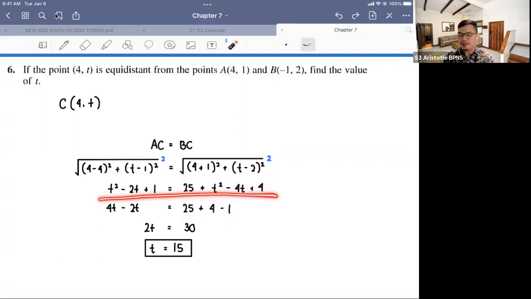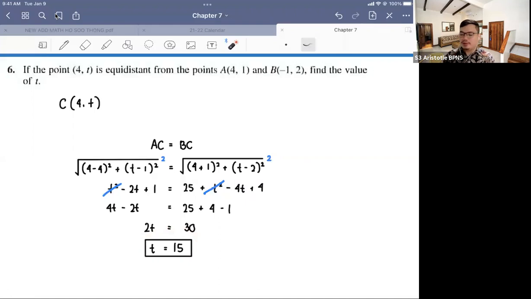From here, you basically need to simplify and solve for the value of t. Now, t squared is cancelled off because, again, it will be equal to 0. Solving for t, I transposed this over here, that's why it becomes this. So solving for t, you'll have t equals 15. Any question, class, for number 6? No question, class, for number 6?